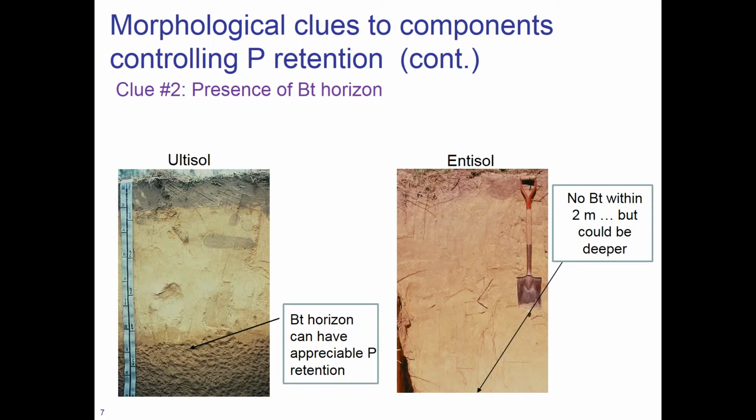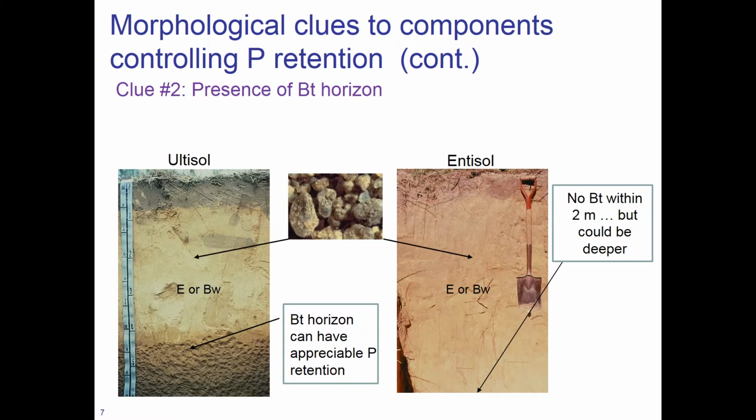Here's a soil, an entisol in this case, that has no BT within 2 meters, but many entisols of Florida can have BTs that occur at greater depths. And in both cases, the EA or BW horizon of these soils could have coatings, which again could enhance the phosphorus retention capacity of the soil.